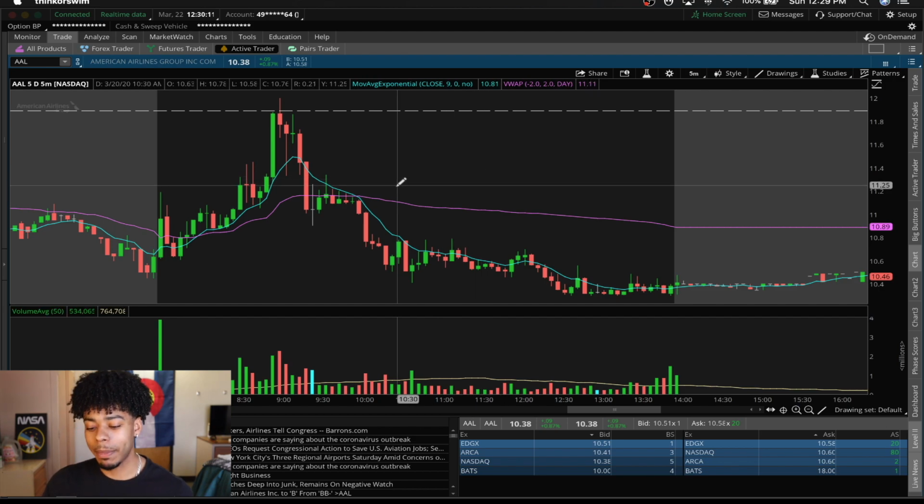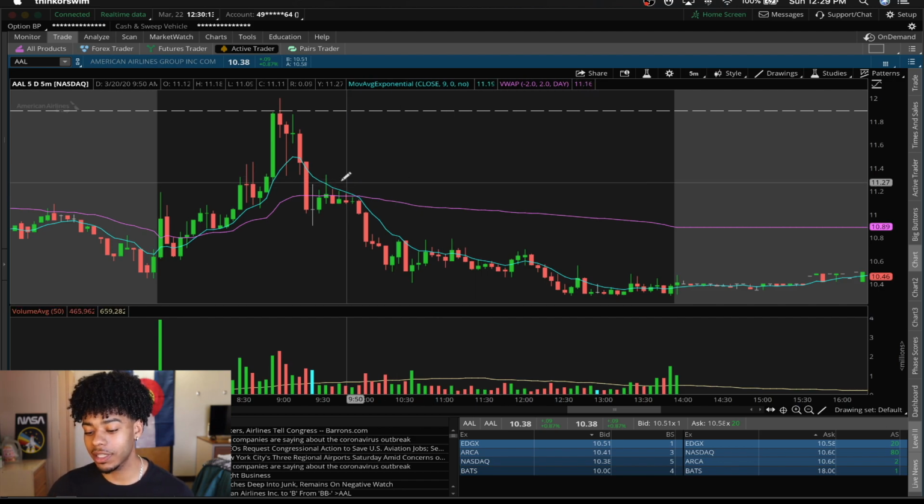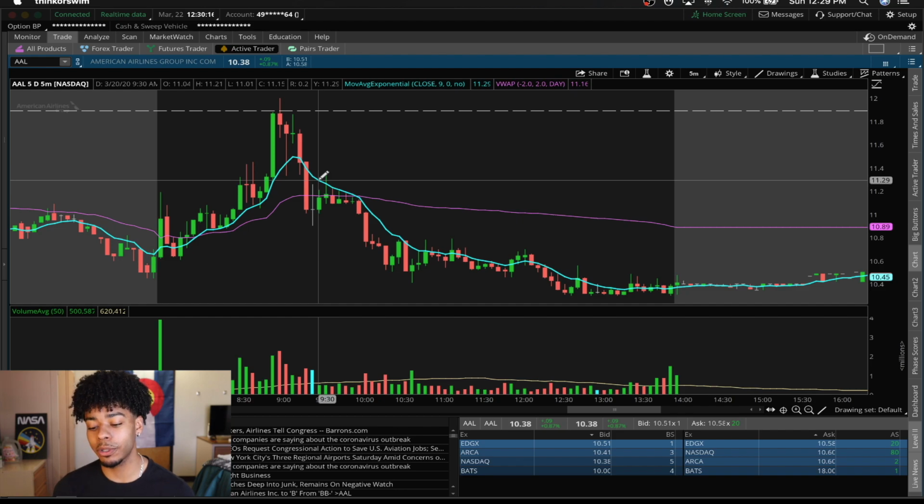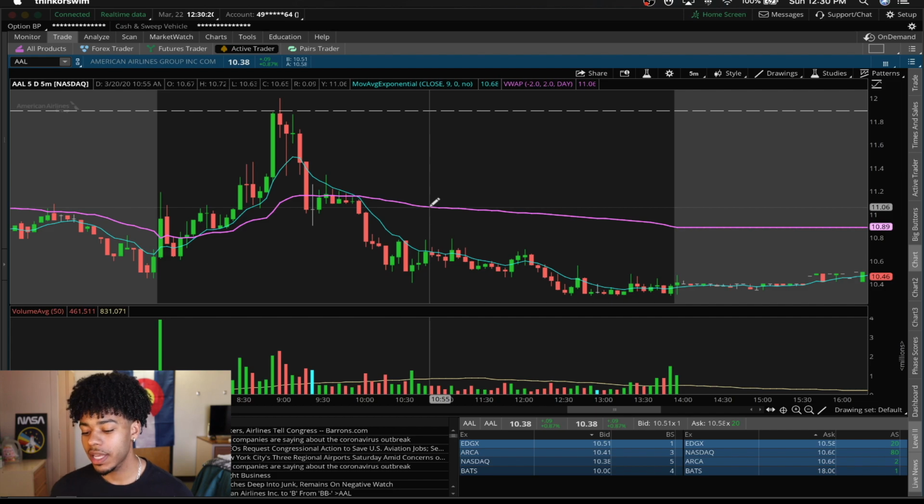That's really it. I know some of you guys wanted to see the indicators that I use. This is this blue line. I'm a little colorblind, so I'm pretty sure it's blue, but that's the EMA line, the exponential moving average. And then this little purple line, I believe, is the VWAP.